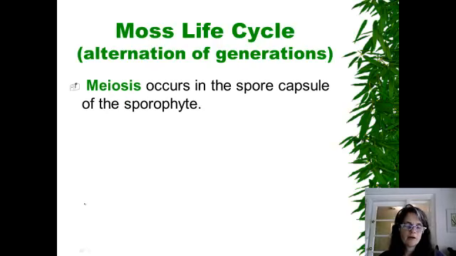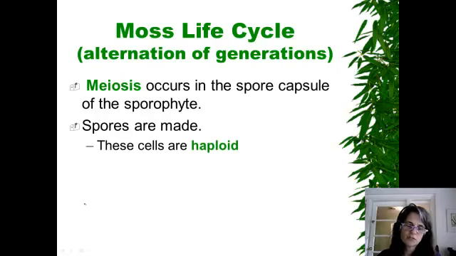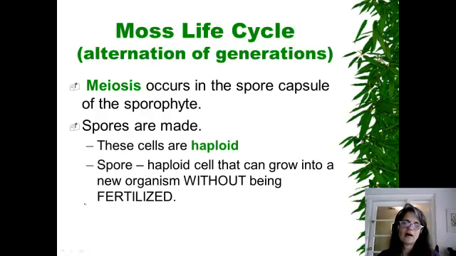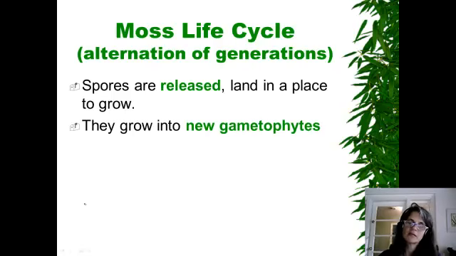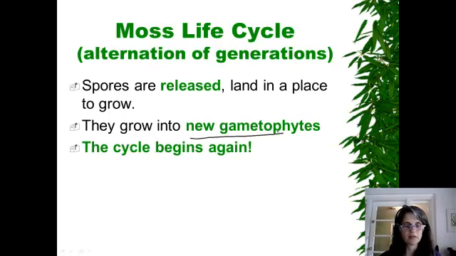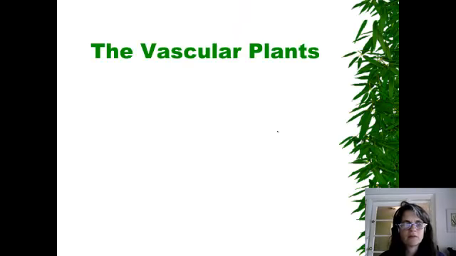Now, meiosis happens in that spore capsule. Spores are made, and those spores are haploid. The definition of a spore is a useful thing. It can grow, even though it's only haploid, it can grow without being fertilized. And when the spores are released, if they land in a good place, they will grow into new gametophytes. New gametophytes, and the cycle repeats. Okay, the cycle begins again. Alrighty. You don't need this diagram because we did our own. So that's the life cycle of the mosses.